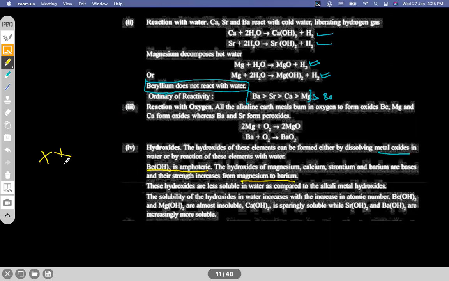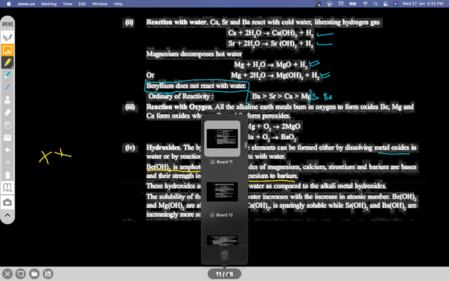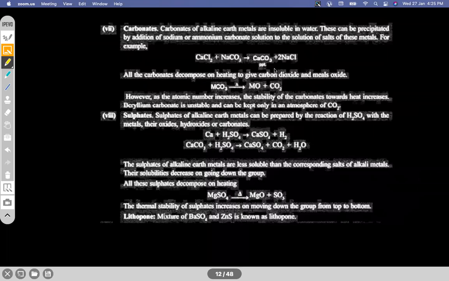Right, so all these factors we have: covalent character, high lattice energy. Next, carbonates. Carbonates of alkaline earth metals are insoluble in water. Important properties this one is. Carbonates are insoluble. They can be precipitated by addition of sodium or ammonium carbonate solution to the solution of salts of these metals. For example, we take calcium chloride and sodium carbonate, form CaCO3 precipitate and NaCl.